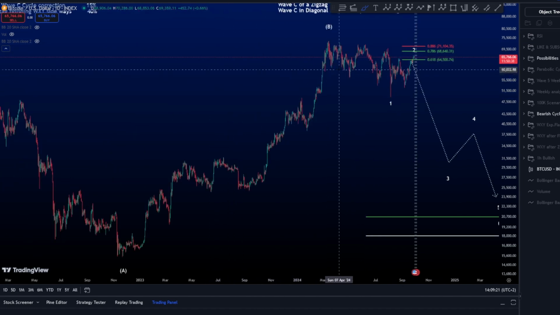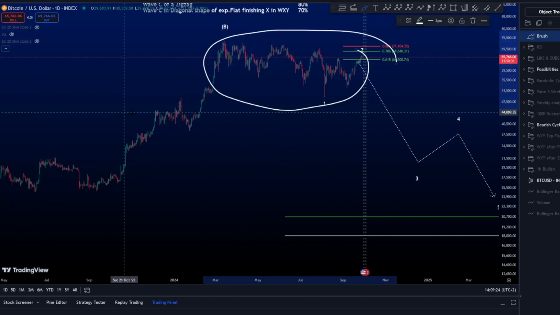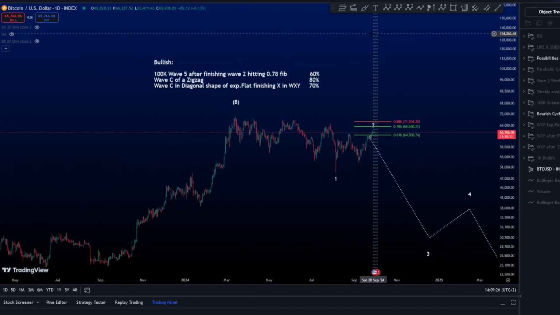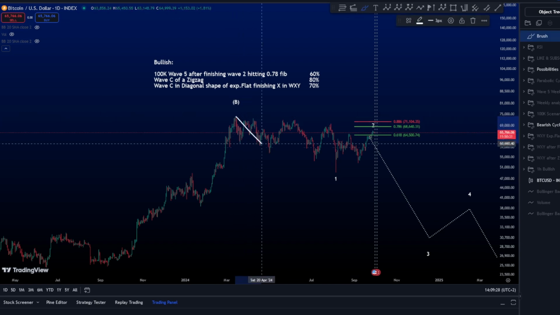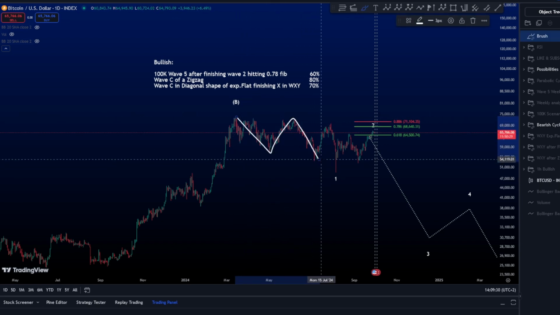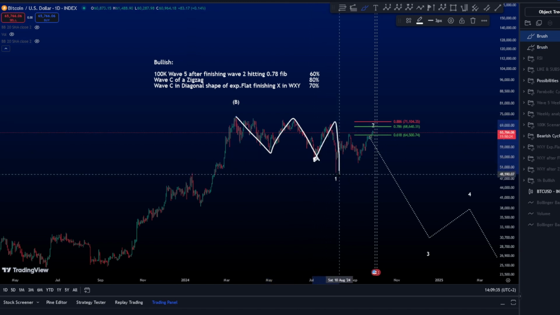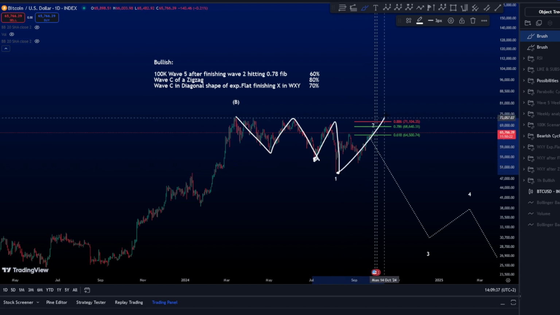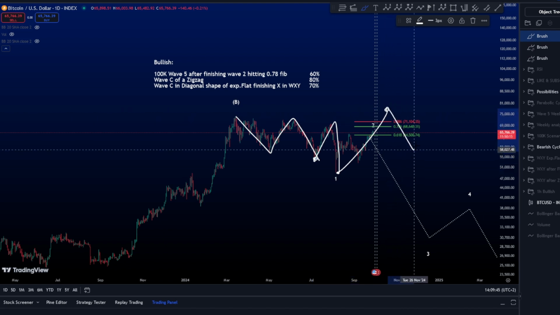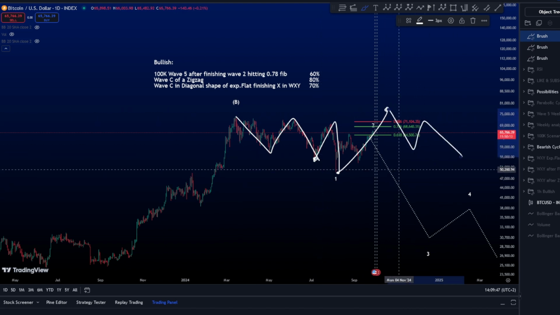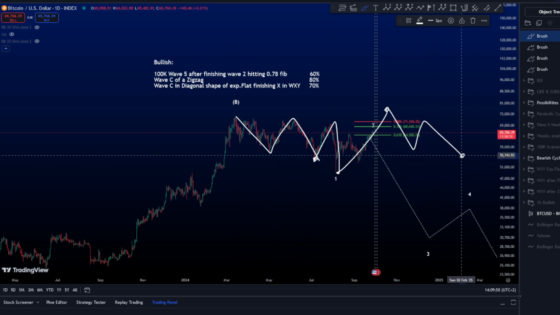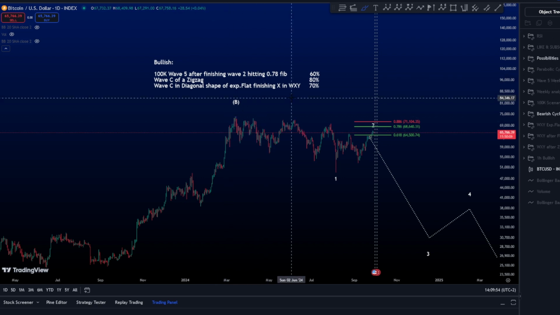However, before considering this as an expanding diagonal, we need to consider a different reading, such as an A, B, C zigzag finished here. After this, we got an expanding flat A, B, and a C, where we are looking for a wave C towards the upside as a bearish scenario. After this, we want to see a zigzag again, finishing this WXY exactly here, and then move up again towards the upside.